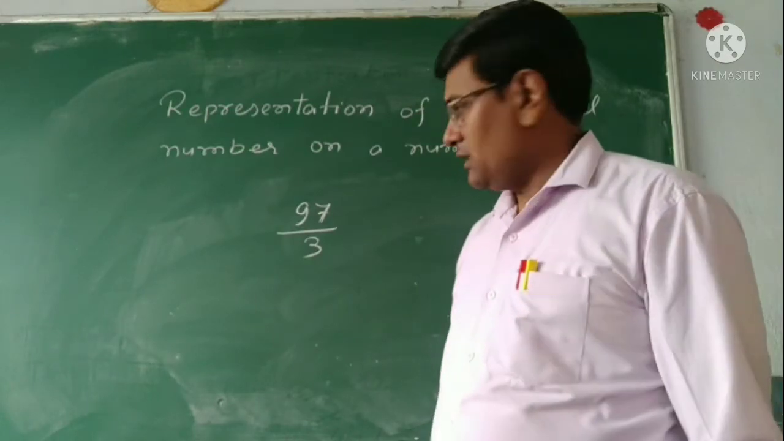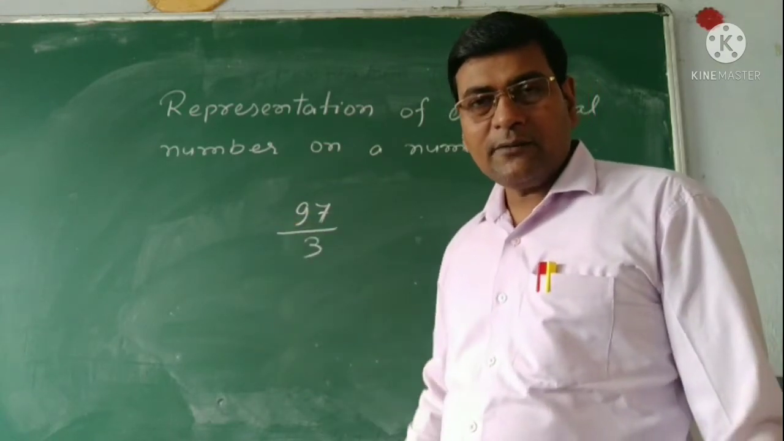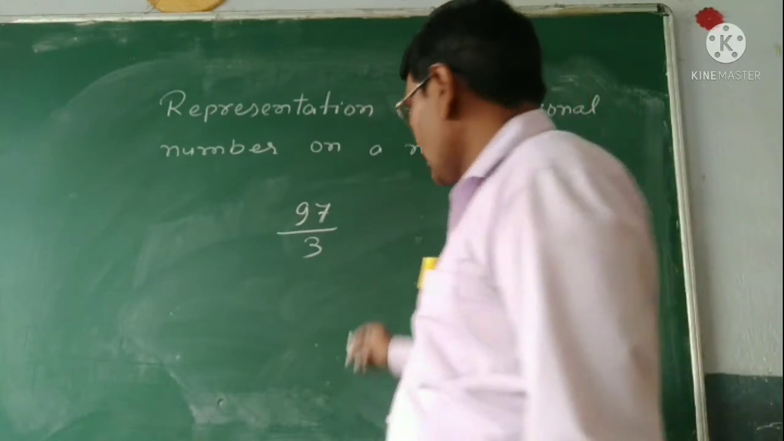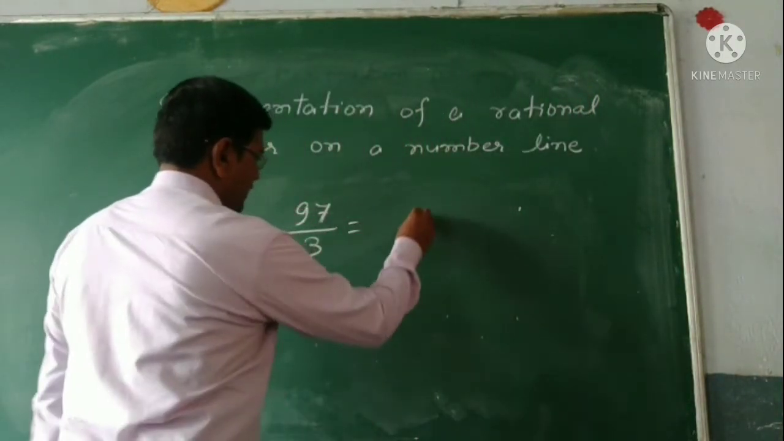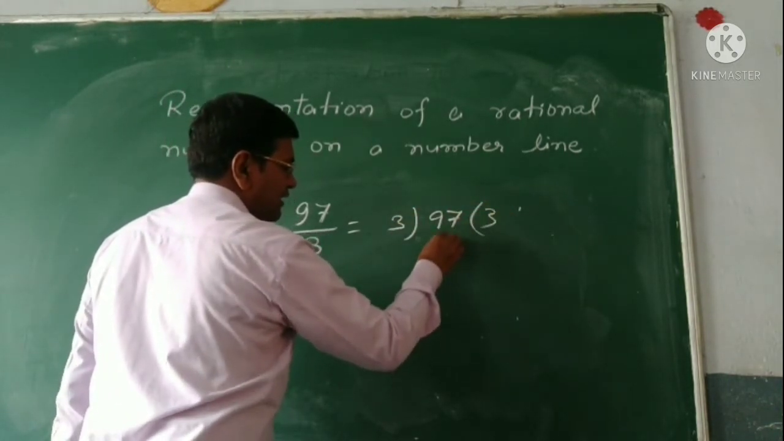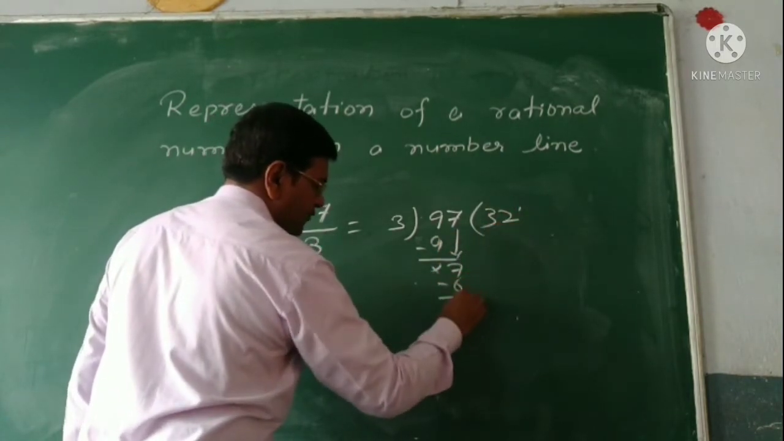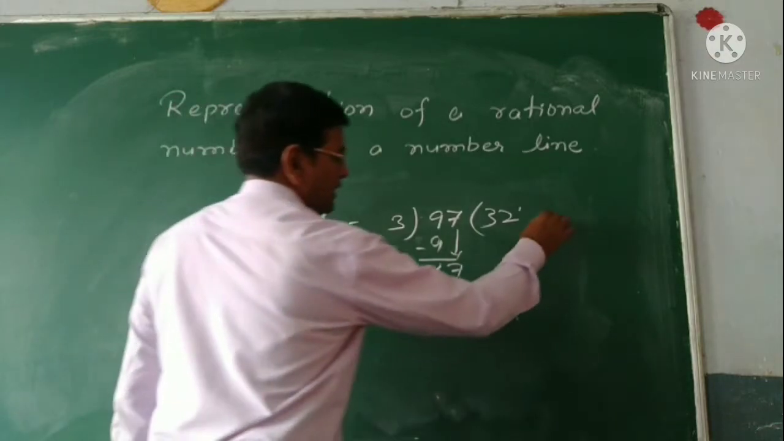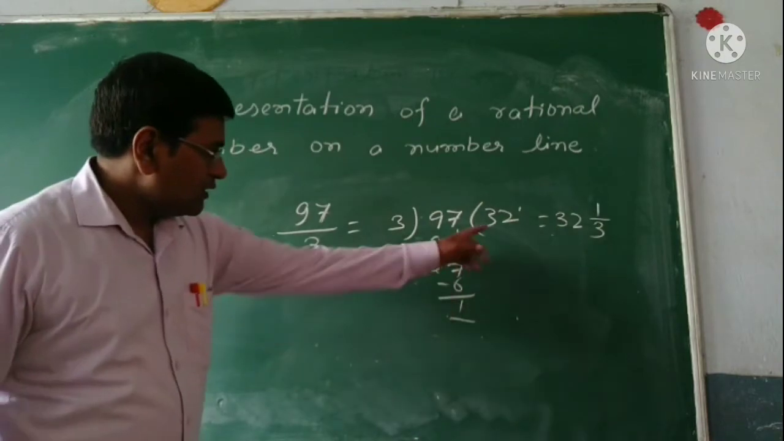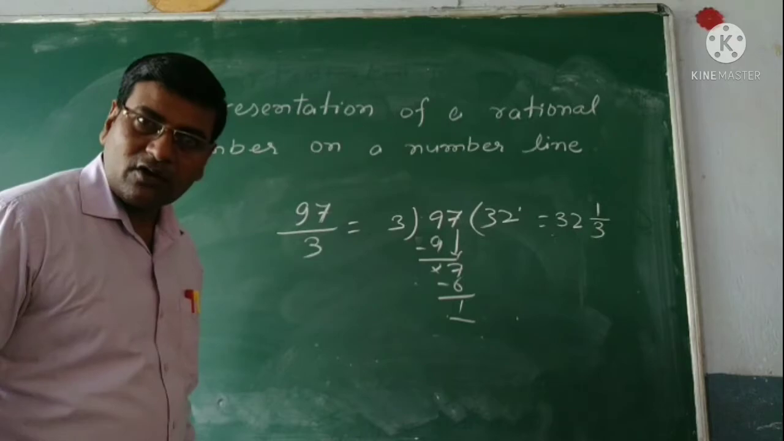It is very simple. First of all, change this improper fraction into a mixed number. Okay? Divide 97 by 3. 3 3 ja 9 and 3 2 ja 6. You will get 32 whole 1 by 3. 32 whole 1 by 3. Now represent this number on number line.